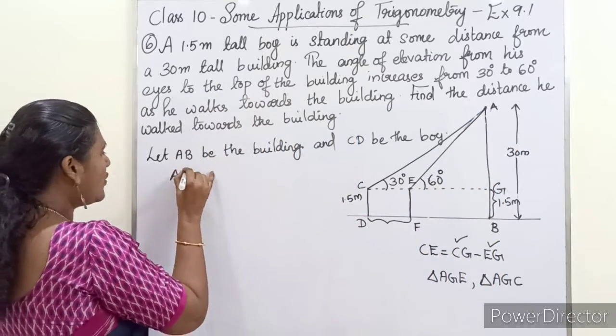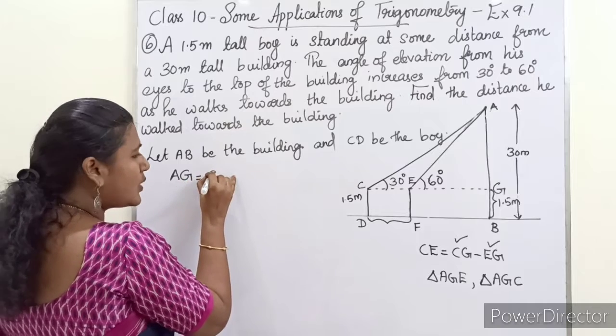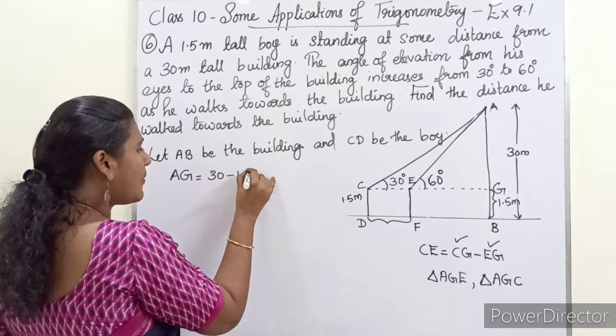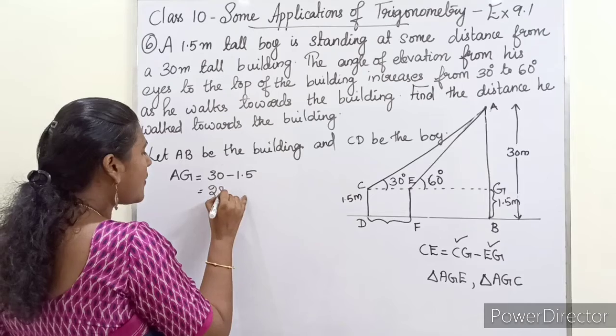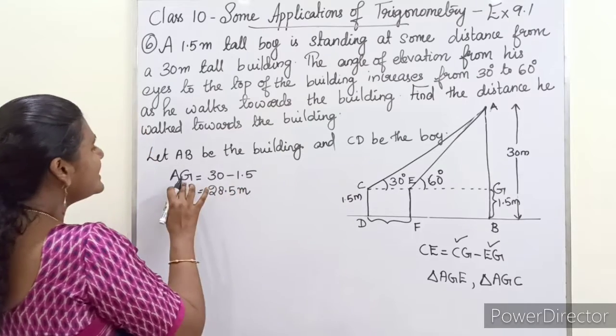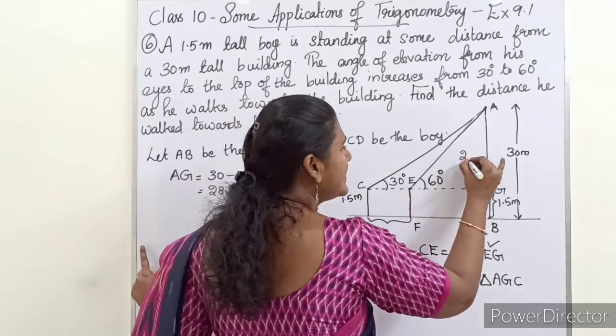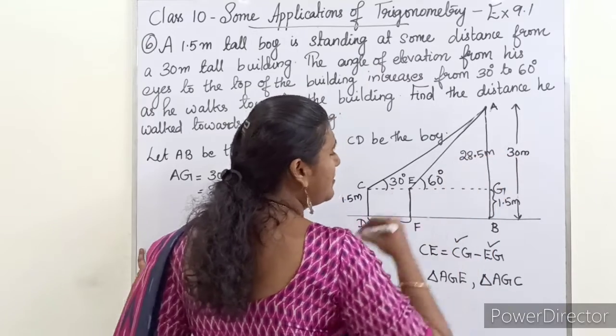So we can find out AG. AG is equal to 30 minus 1.5, that is 28.5 meters. So this is the length AG. So AG we will get as 28.5 meters.